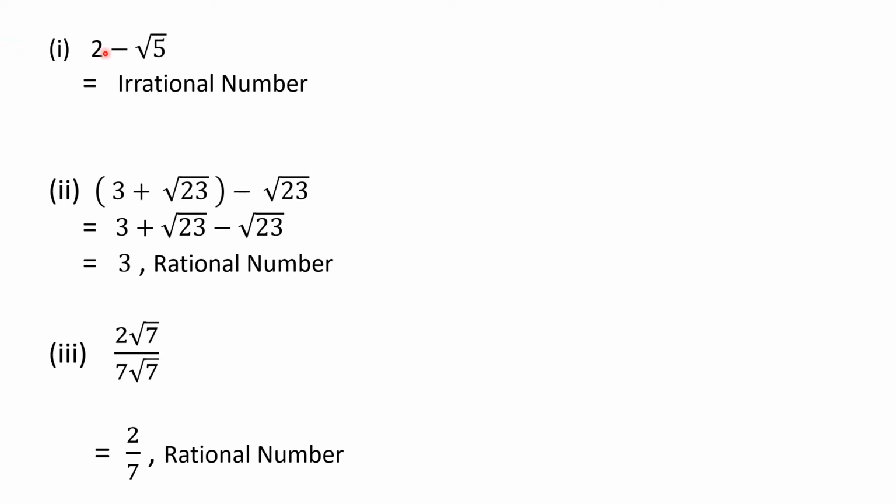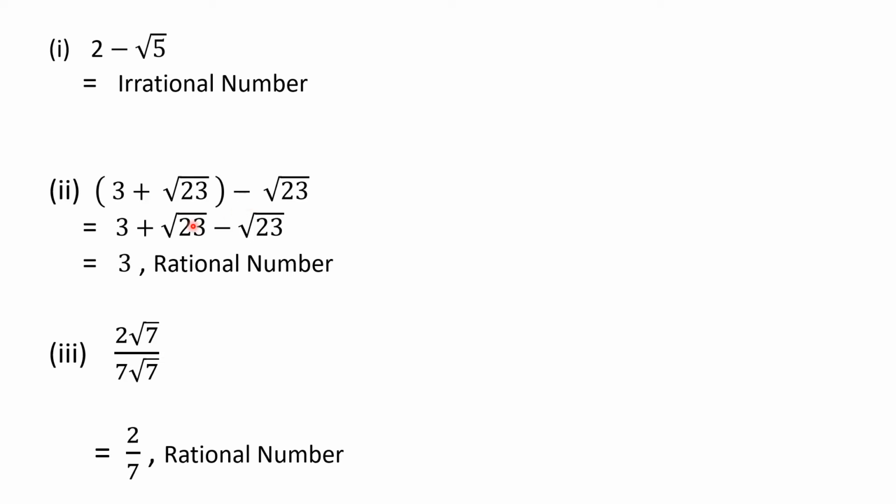So I write irrational number. If it was 2 plus, it will still be irrational. If it was 2 into root 5, it will still be irrational. If it is root 5 divided by 2, it will still be irrational. Why? Because if you add, subtract, multiply or divide any number to an irrational number, it will still be an irrational number itself. Now the next question, 3 plus root 23, minus root 23.